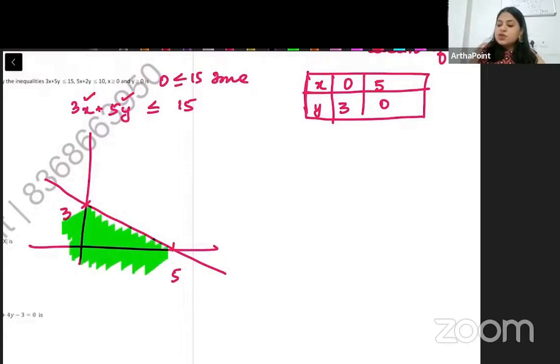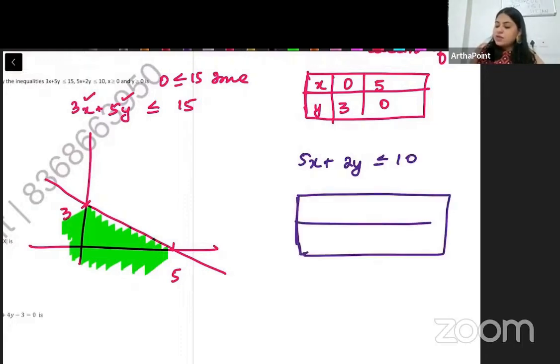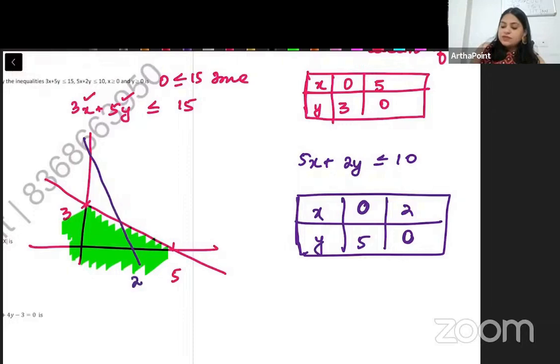Then the next equation is, beta, 5x plus 2y less than equal to 10. Again, please try and make this, beta. So put x and y. When x is 0, then y will be 5. When y is 0, then x will be 2. So something like this you will get. This will be 2 and this will be 5. And again, the area that you will shade will be towards the origin.